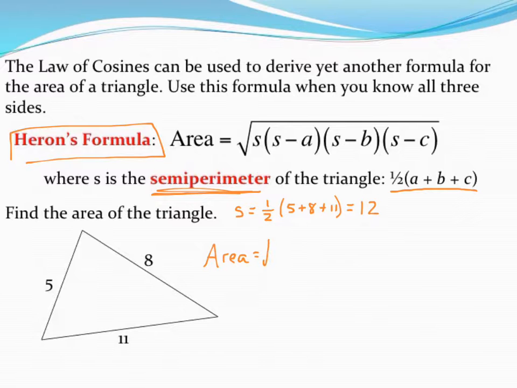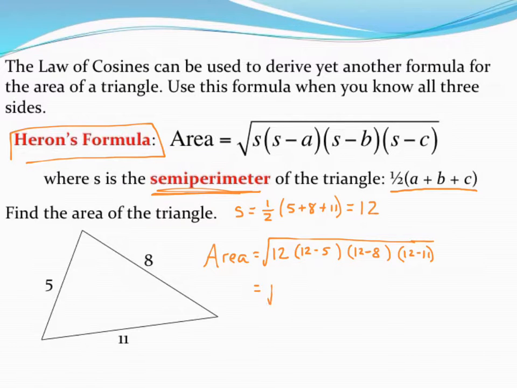So the way this works then in Heron's formula to find the area is the area of a triangle is equal to the square root of the semi-perimeter, and then I'm going to multiply this by three things, and those three things are the semi-perimeter minus the three individual sides. So the semi-perimeter minus the first side, the semi-perimeter minus the second side, and the semi-perimeter minus the third side. And it doesn't really matter what order those are in, since we're just going to end up multiplying these pieces together anyway.